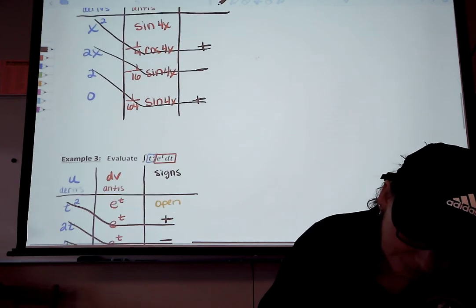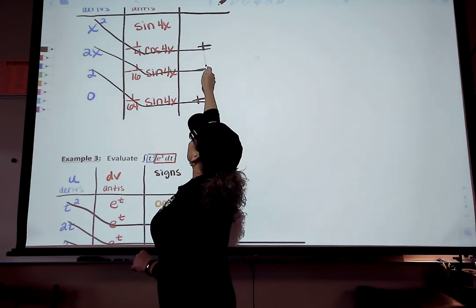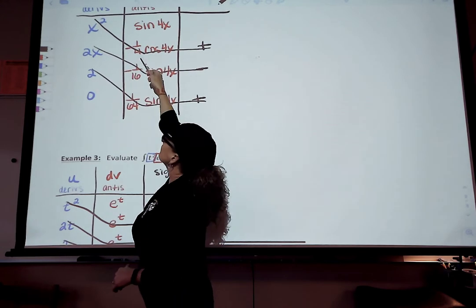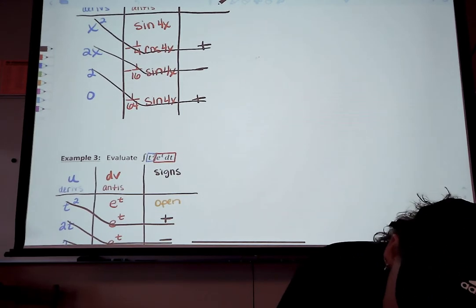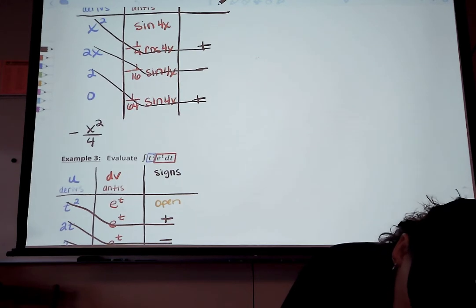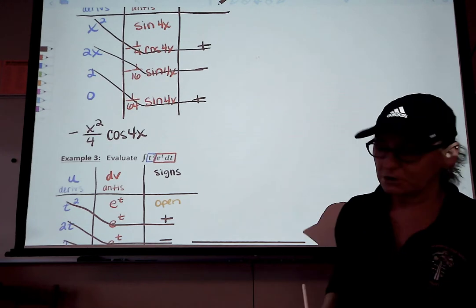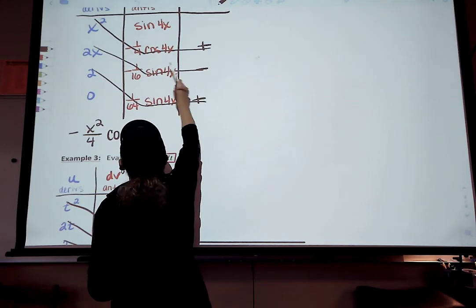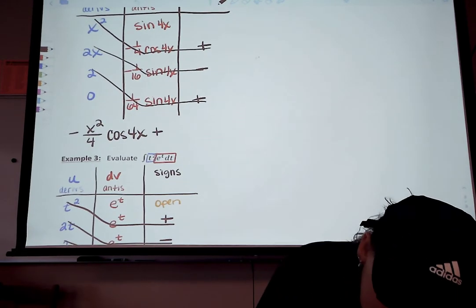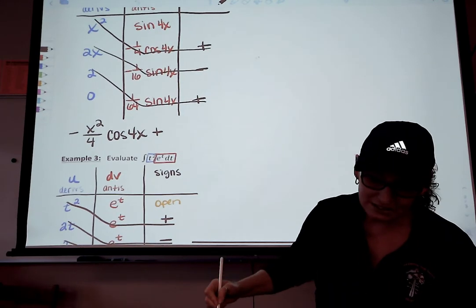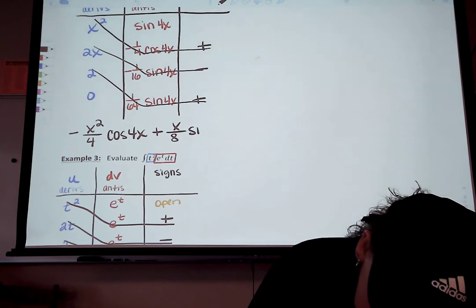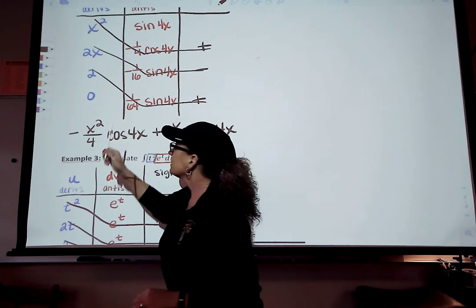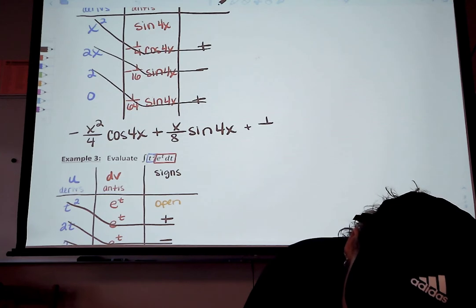So I'm going to write, basically you've got a positive times a negative, all right? So our first term is negative x squared over 4 cosine 4x. You okay with that? x squared times 1/4 is negative. And then the next term, a negative times a negative, is a positive. So that's going to be a plus. And I need 2x times 1/16. That's going to be x over 8 sine 4x. And the last term, positive, positive, 2 over 64 is 1 over 32.